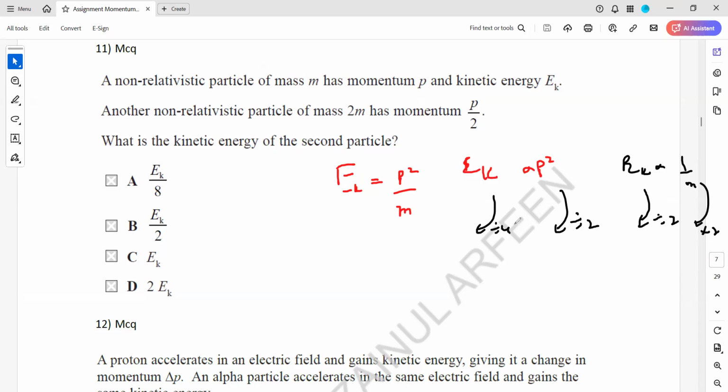So because of the decrease in momentum, it decreases by 4. And because of the increase in mass, it is decreasing by 2. So what is the total decrease? The total decrease is by 8, because it is divided by 4 and divided by 2. So that will become 8. So that's why A will be the right answer.